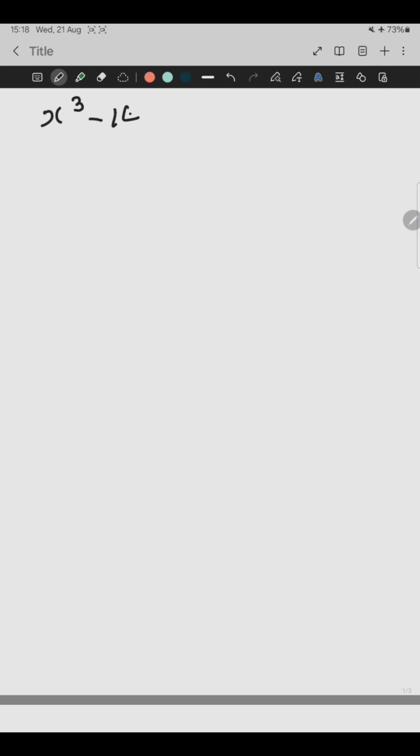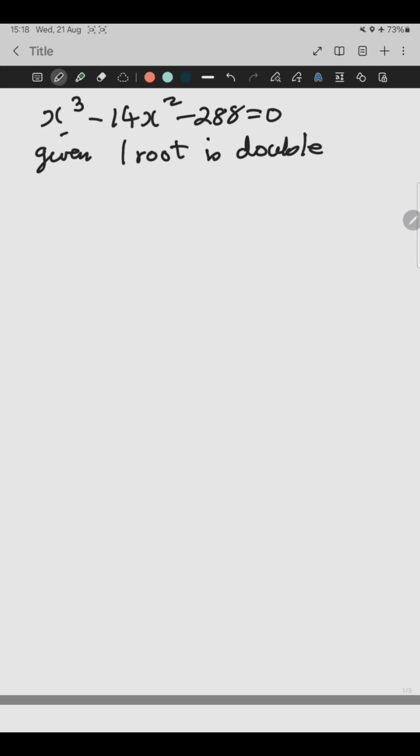I'll give you another example of a cubic equation, and this time we want to solve the equation x cubed minus 14x squared minus 288 equals 0, given one root is double another. So let's say our roots are alpha, 2 alpha and beta.